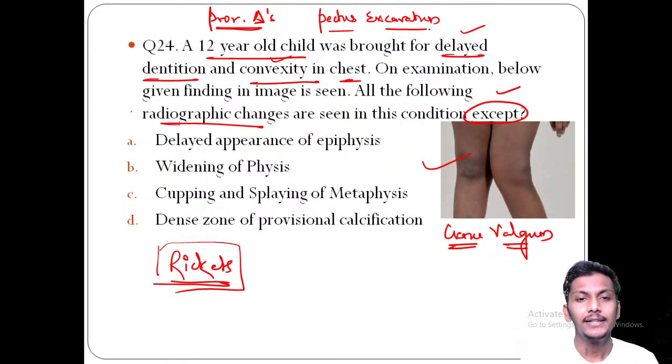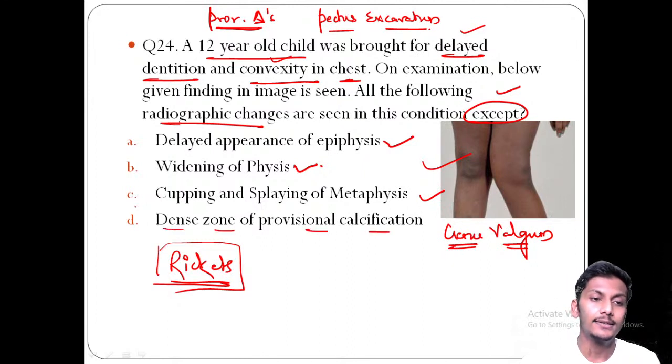Option A, delayed appearance of epiphysis. It is usually seen in case of rickets. Option B, widening of physis, also seen in case of rickets. Option C, cupping, splaying of metaphysis. Yes, cupping, splaying and fraying of metaphysis is usually seen. Option D, dense zone of provisional calcification. Yes, this is your exception.